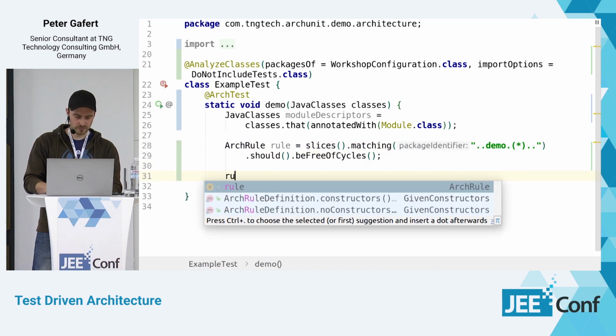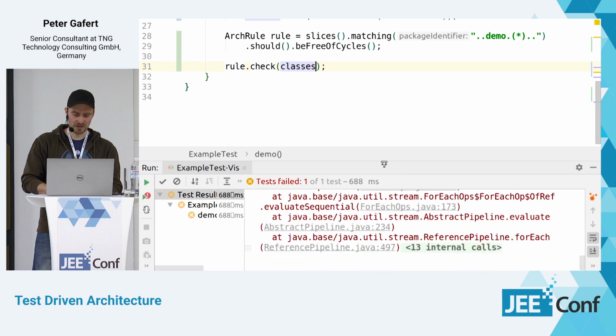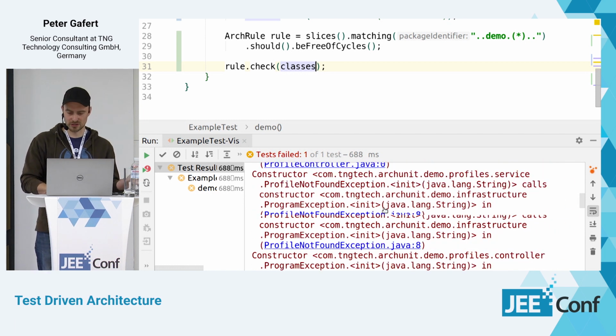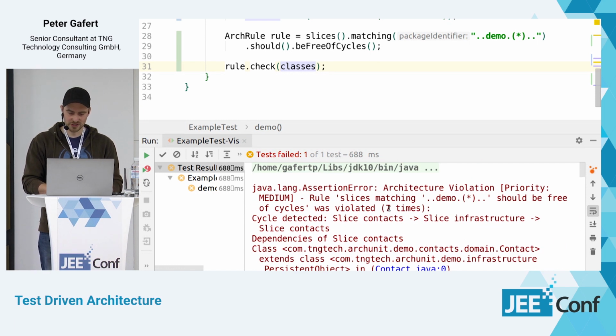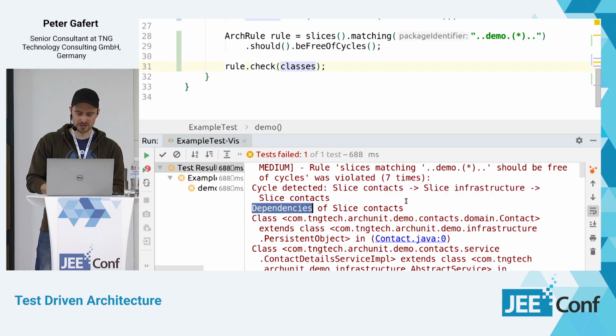Okay, so I could check my classes here, right? I don't need these descriptors yet. I'm going to show you in a second what we need these for, but this already works somewhat. So I check, are they free of cycles? No, and it's pretty clear because we saw the diagram. The diagram did not look good. It was not free of cycles. So I found 7 cycles in here, for example, from slice contacts to infrastructure and back to contacts. And then I could look at the dependencies: what dependencies does the slice contacts have on infrastructure and vice versa?